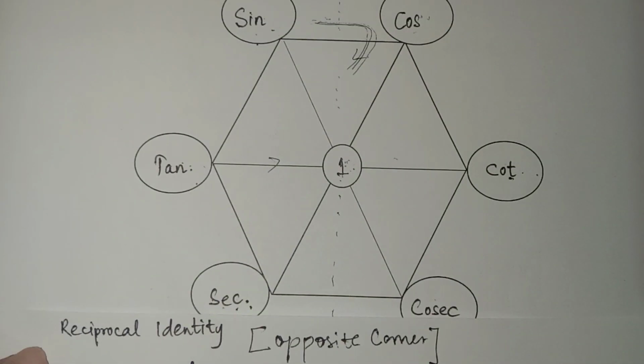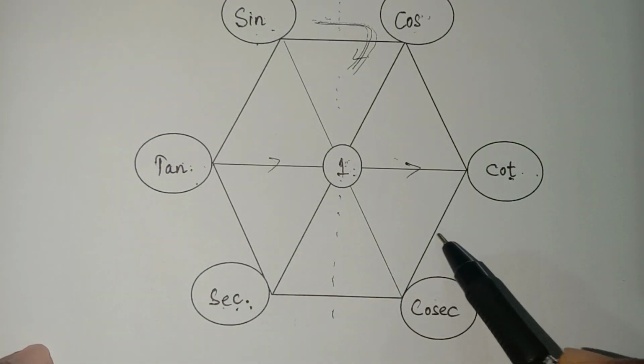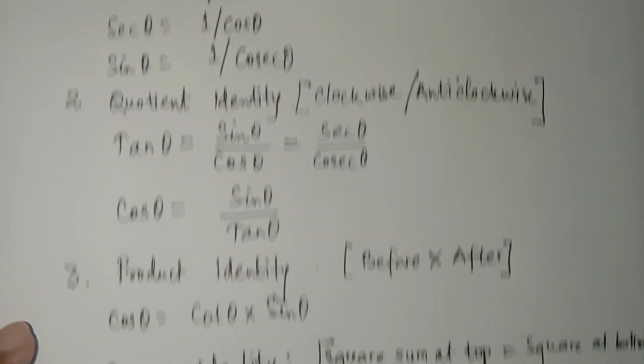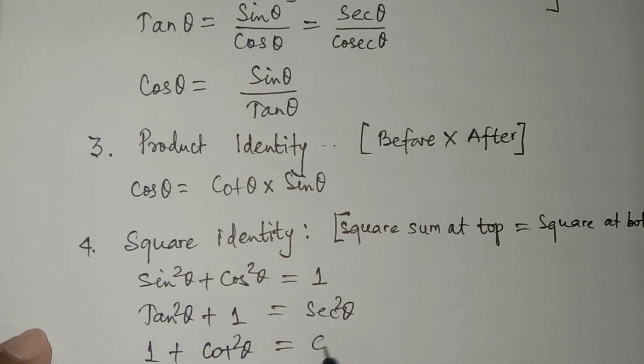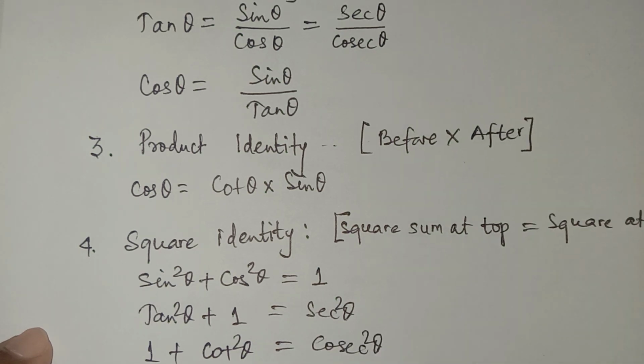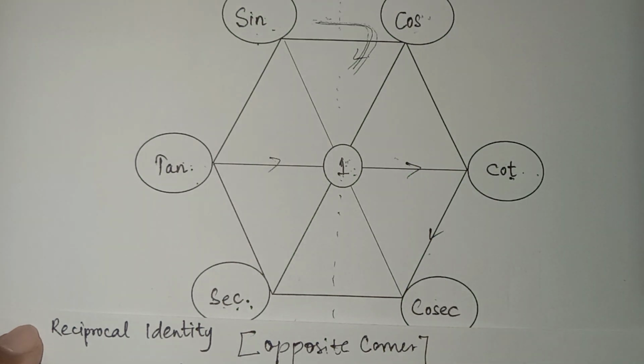Similarly, one more example, I can say now here 1 plus cot square theta equal to cosec square theta. Check, 1 plus cot square theta equal to cosec square theta.